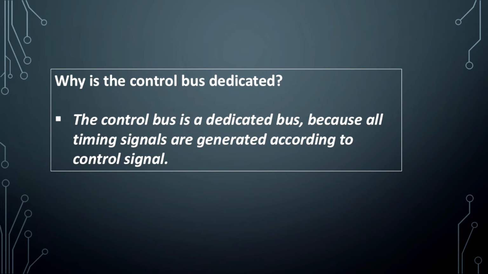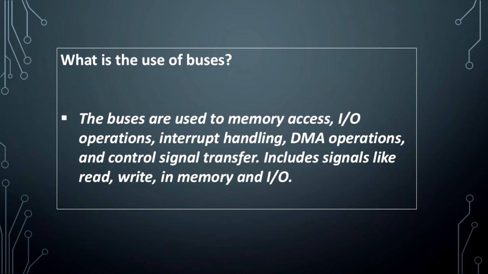Why is the control bus dedicated? The control bus is a dedicated bus because all timing signals are generated according to control signal. What is the use of buses? The buses are used for memory access, input-output operations, interrupt handling, DMA operations and control signal transfer. Include signals like read, write, in-memory and input-output.